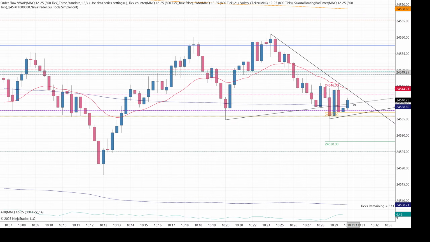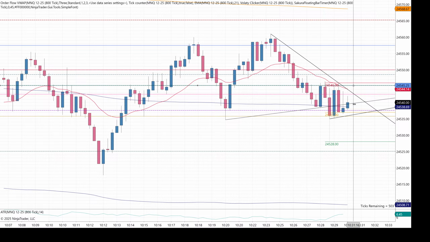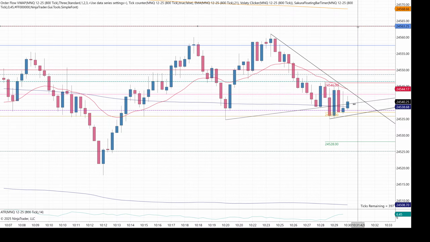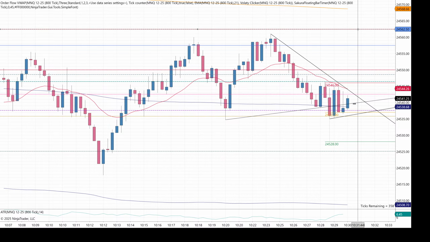I think the 8 EMA on the 5-minute moves down to 46.50. This moves down to 60. The 21 EMA moves down to 62.50.